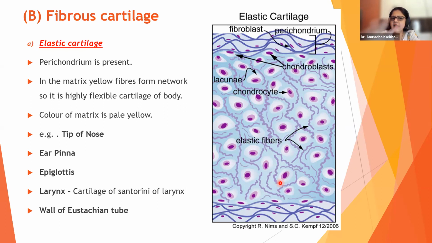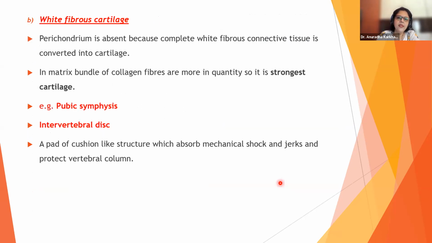Easy, right? If that matrix would have white collagen fibers scattered, it would be called white fibrous cartilage. So perichondrium is absent in this case because complete white fibrous connective tissue is converted into a cartilage. The matrix bundle of collagen fibers is more in quantity, so it is one of the strongest cartilages. It is present in pubic symphysis.